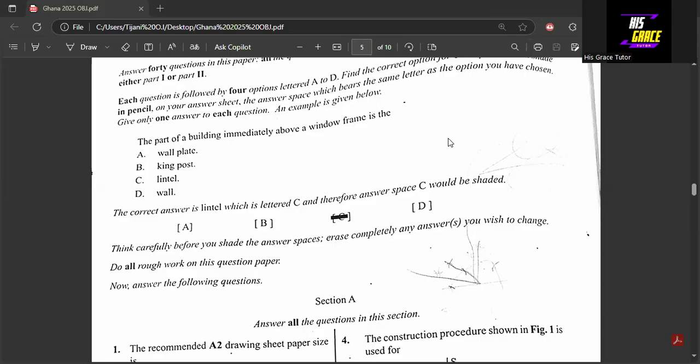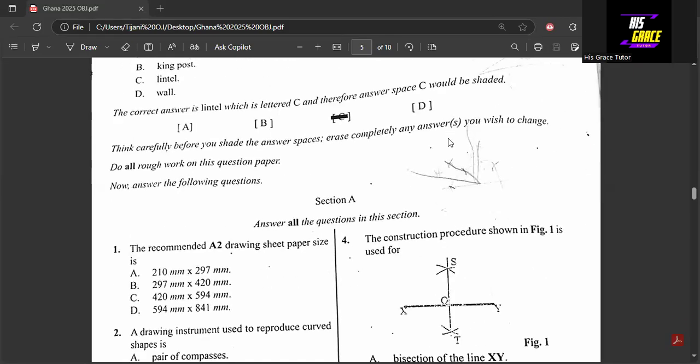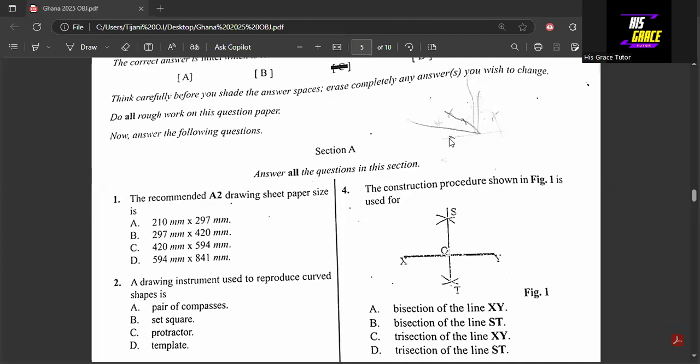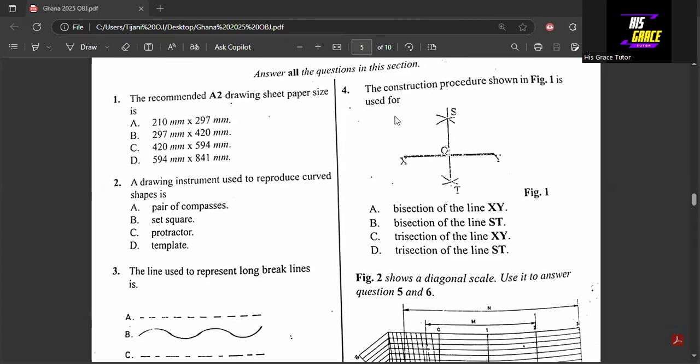Here we are going to be working with these objective questions. Actually, they are objective questions for this year, 2025 WAEC examination, which was written in Ghana. All right, so we have 40 questions to answer, and we are starting with the first 30 questions on general geometrical drawing. So let's start with question 1 that says that the recommended E2 drawing sheet paper size is.